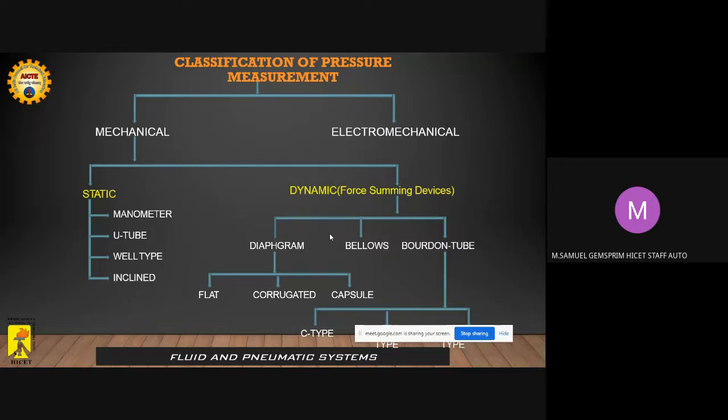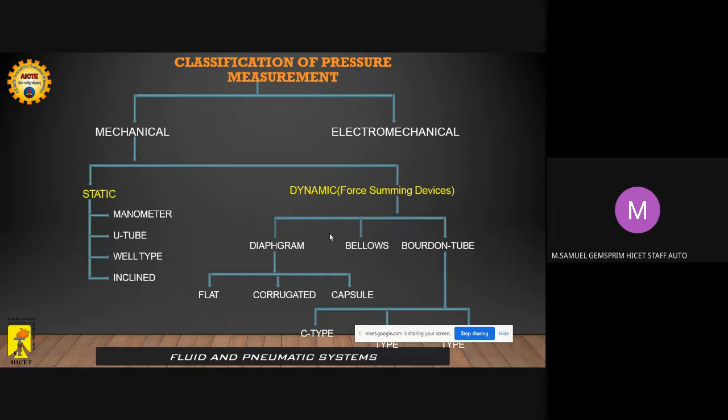And in the other part, we have some devices used to measure dynamic pressure conditions. Under this, we have three different configurations: one is diaphragm type, second is bellows type, third is Bourdon tube type. In the diaphragm type, based on the construction and working phenomena, we have three different types of diaphragm pressure measurement devices: flat diaphragm gauge, corrugated diaphragm gauge, and capsule type. And bellows work with almost the same principle as the diaphragm, but here we have a small deviation in construction and working.